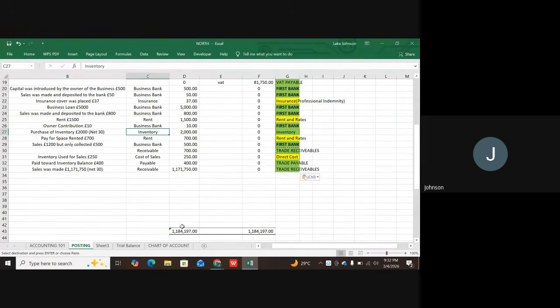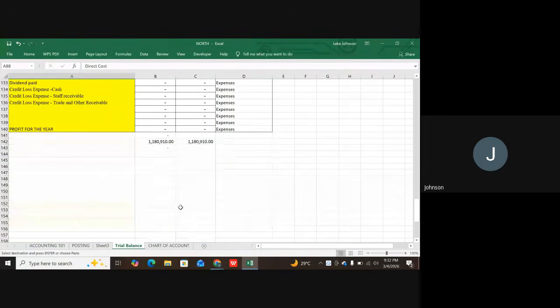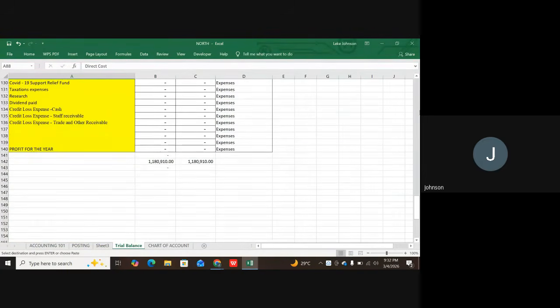As you can see, this thing is balancing here. Also, your account is balancing over here. So the account you are creating is also going to balance. So this is the way to go.